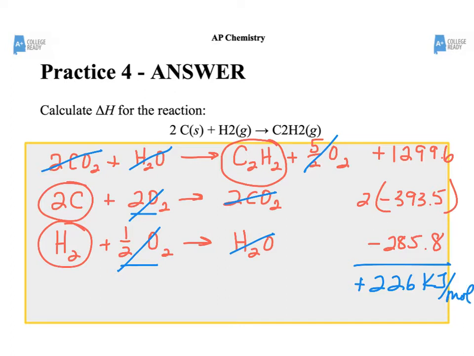So we did a couple of things here. In the first reaction we flipped, and when we flipped we had to change the sign. In the second reaction we had to adjust the coefficients, and when we adjusted the coefficients we just multiplied the enthalpy by that adjustment. We doubled the coefficients, we doubled the enthalpy. The last reaction we didn't have to do anything, it was all good. And so once I get everything lined up and everything adds up to the overall reaction, just add up your enthalpies and you'll get your overall enthalpy of the reaction.